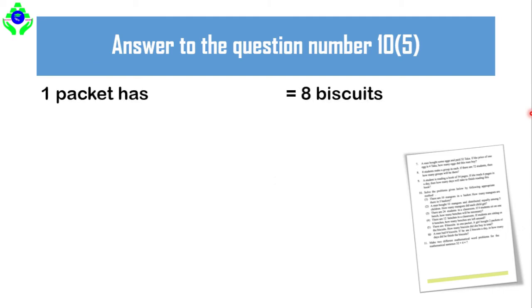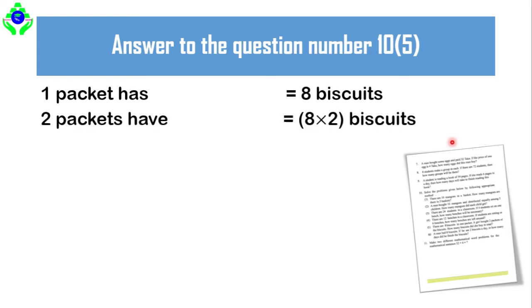Okay, so at the top of this page you need to write: one packet has 8 biscuits. As in that question the girl bought 2 packets, that's why you need to write: 2 packets have 8 into 2 biscuits. That means 8 into 2 will be the result. And it's very easy: 8 into 2 is equal to 16, and 16 biscuits is the result.